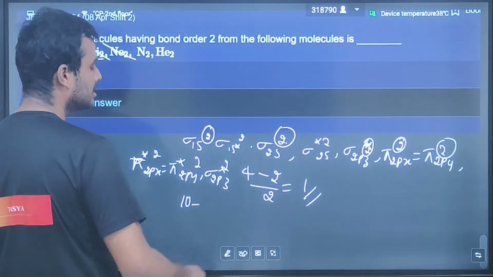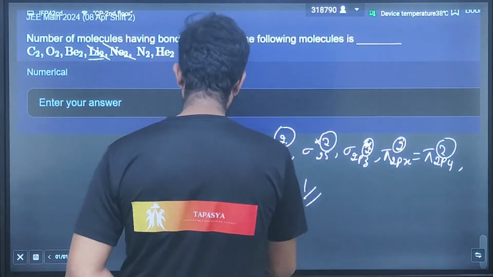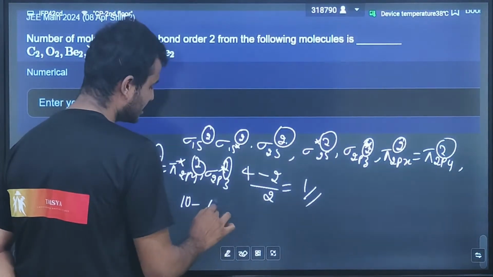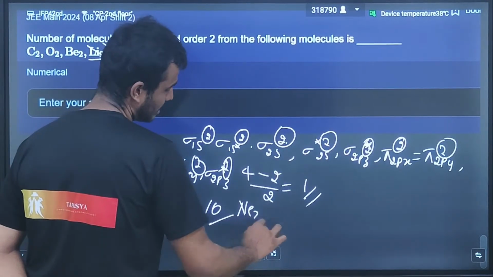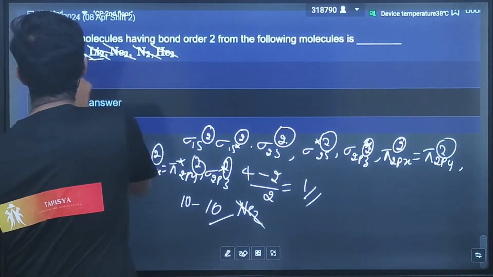Minus the antibonding, how much is there? 2, 4, then 6, 8, again 10. 10 minus 10 is 0. Then Ne2 will not exist. Ne2 does not exist, so that answer is not correct. Then the answer is C2 and O2.